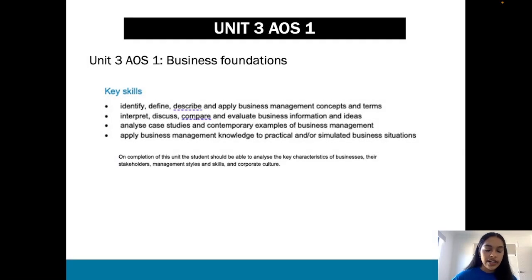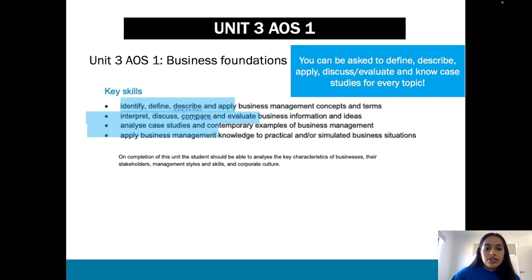Let us jump straight into Unit 3, Area of Study 1, Business Foundations. With key skills, you will be asked to define, describe, apply, discuss/evaluate, and know case studies for every topic. So, don't stress too much about knowing case studies right now in this lecture.